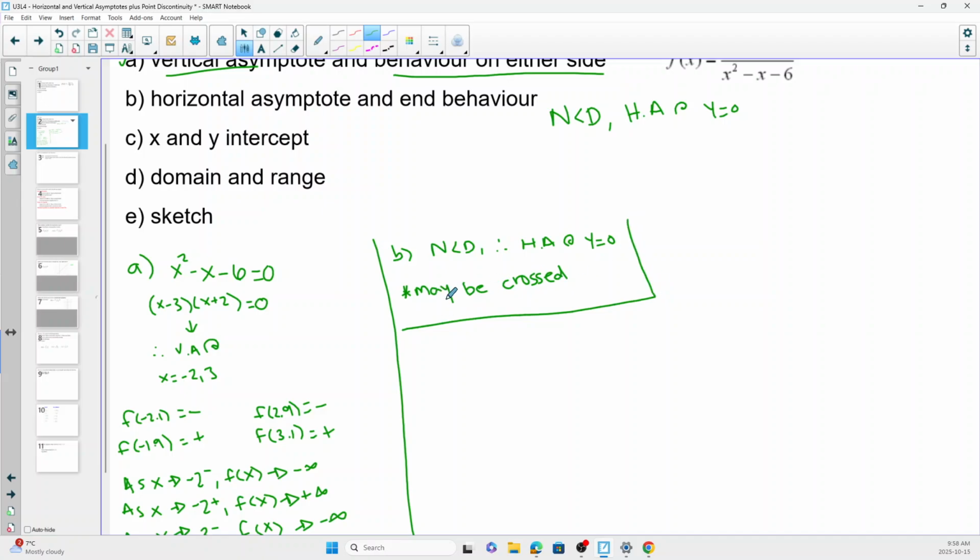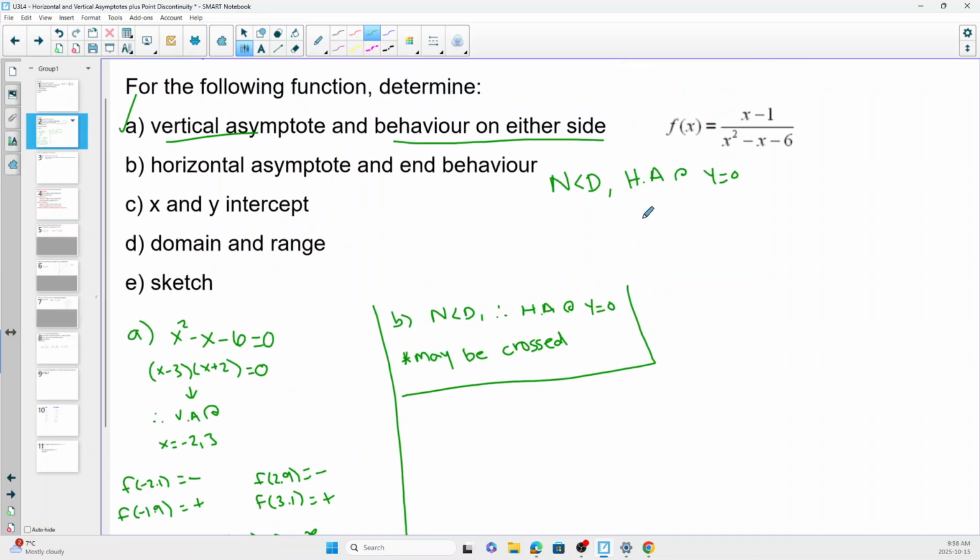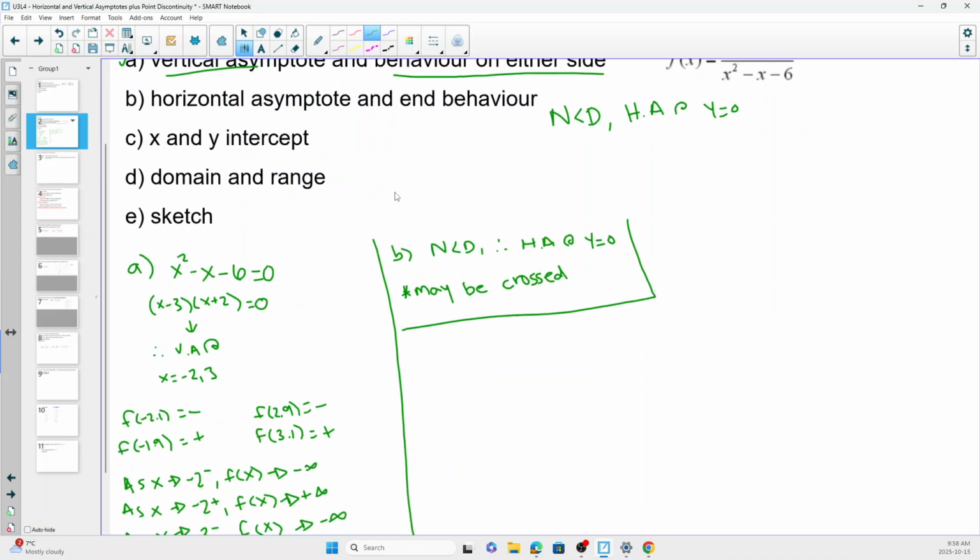And the way we can check if it's being crossed is we want to check if this function has any x-intercepts. If the horizontal asymptote is on the x-axis at y equals 0, but this function has x-intercepts, then the asymptote is being crossed, okay? So let's check that right now. Let's check our x and y intercepts.